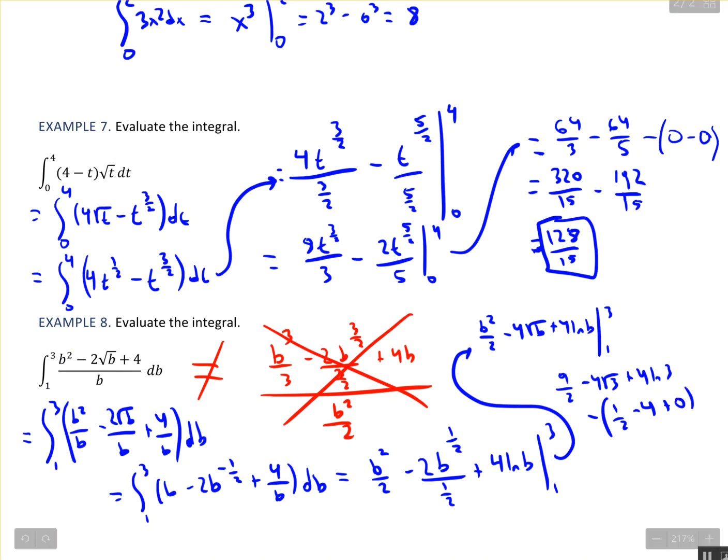So I end up basically with 9/2 minus 1/2, which is kind of nice. That gets me 8/2, so it gets me 4. Minus the negative 4 gets me 8, so I end up with 8 minus 4 root 3 plus 4 ln of 3. And there's my answer.